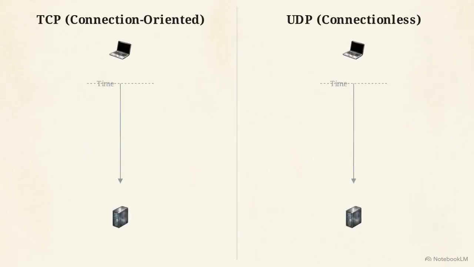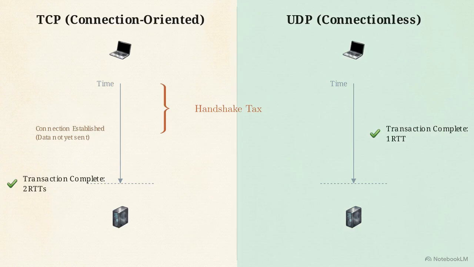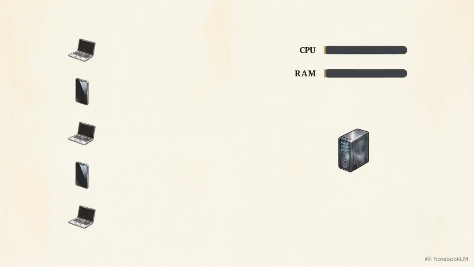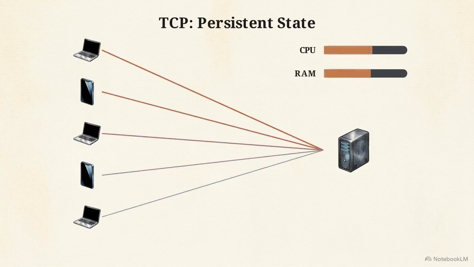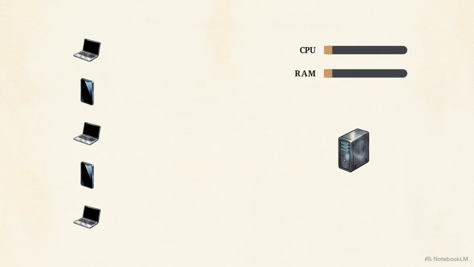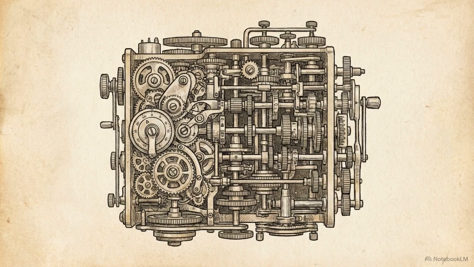This timeline shows the difference in execution latency. A TCP connection requires a 3-way handshake, costing a full round-trip time before any data is sent. DNS over UDP executes a complete query and response in exactly 1 round-trip time. Authoritative DNS servers handle millions of concurrent queries. If they had to maintain a continuous TCP state for every single user, they would instantly exhaust their available memory and CPU. UDP allows the server to process an incoming query, dispatch the single packet response, and instantly wipe the transaction from memory.